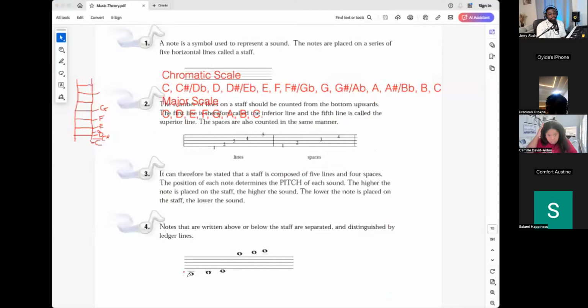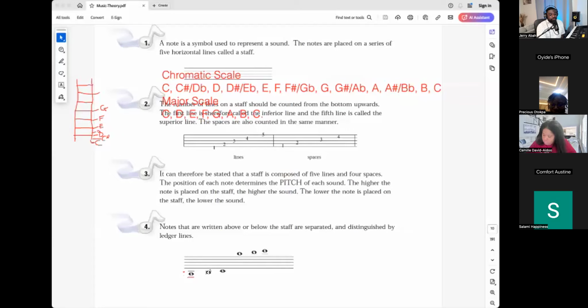So this first note here, is it in between two lines or is it on a line? Can someone help answer that? The first note. It's on a line. It's on the second ledger line.